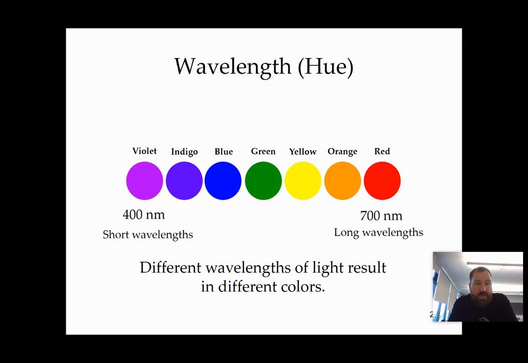You can see this is a relatively small spectrum, right? We're talking about wavelengths of 400 nanometers to 700 nanometers. Anything outside of that is either infrared or ultraviolet. Hey, look at that. Those words mean things. So depending on the wavelength, that's the color that we see.